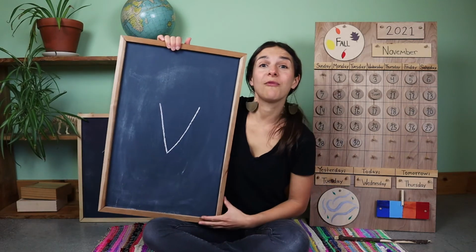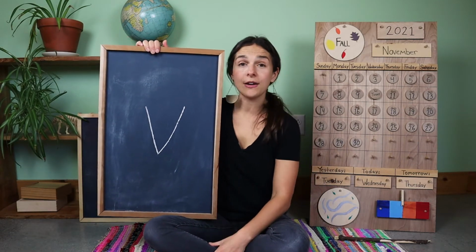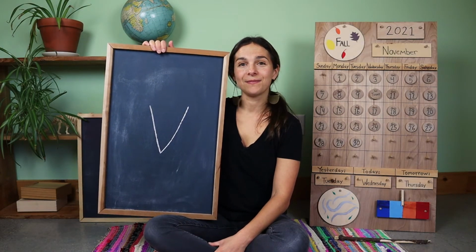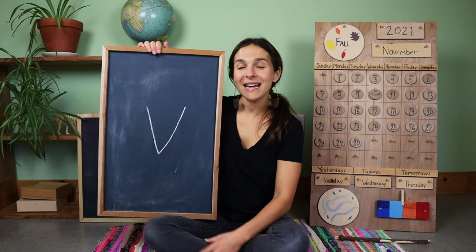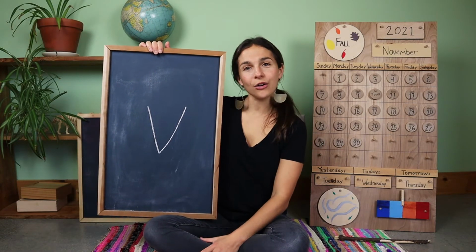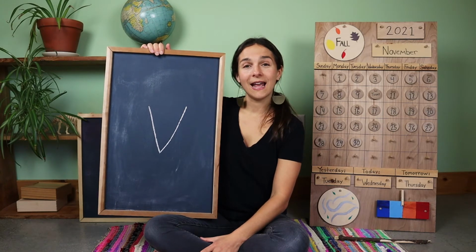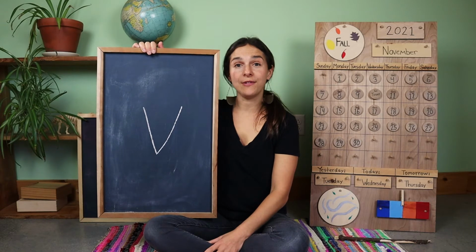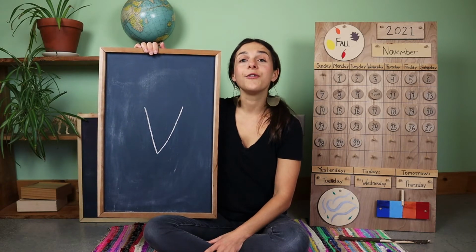This week, we have been talking about this capital letter. Can you tell me the sound that this letter makes? That's right. This letter says V. And what is this letter called? V. This is a capital or uppercase V. V says V.